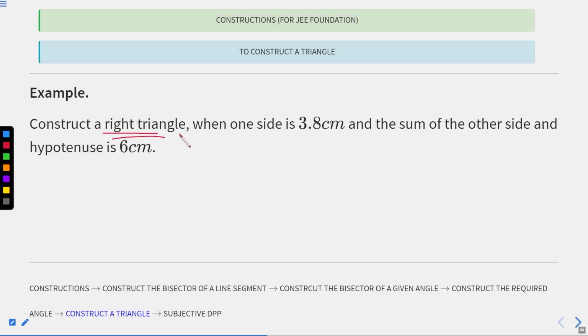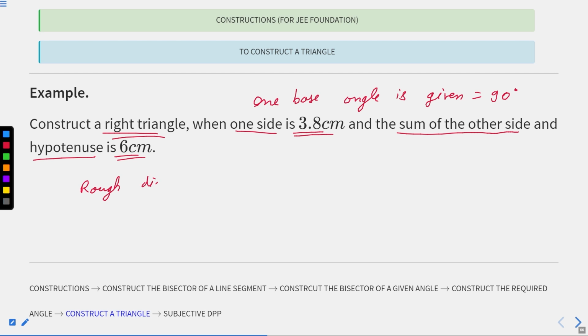Okay, so we want to construct a right angle triangle with 3.8 centimeters as one side, and the sum of the other two sides, which is the remaining side and the hypotenuse, is 6 centimeters. I hope you can easily do this construction by performing the previous steps, because here one base angle is 90 degrees. Always make a rough diagram so that you can have an idea of what we will be constructing. So our image will look something like this. So the 90 degrees, this is our hypotenuse, and suppose this is the base.